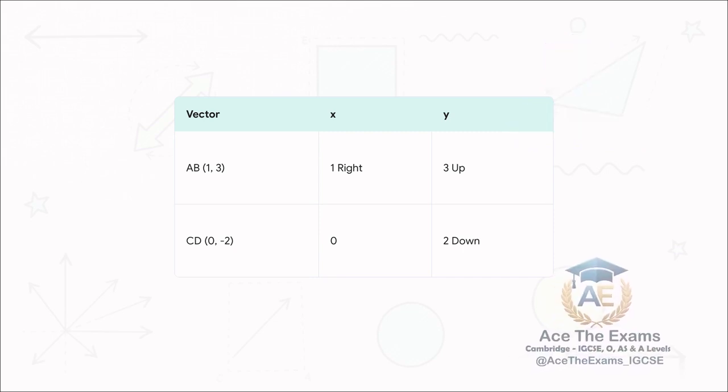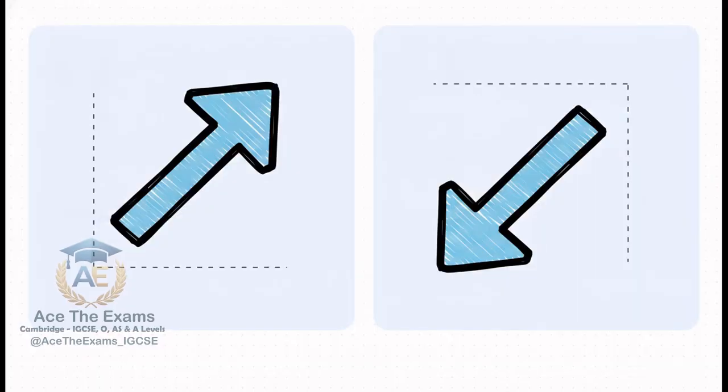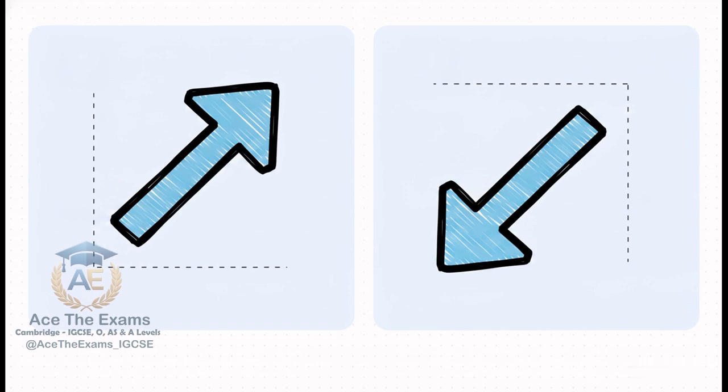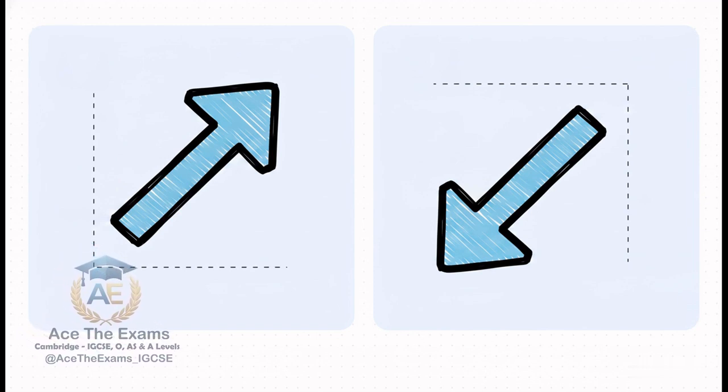Makes perfect sense, right? Moving on to Section 4, direction and negative vectors, reversing the flow. We just touched on negative numbers a second ago, which brings us to an absolutely crucial concept, direction. Vectors represent not just distance but specific targeted pathways.